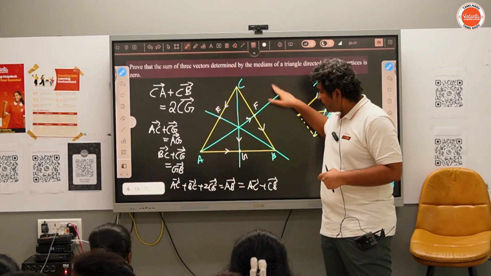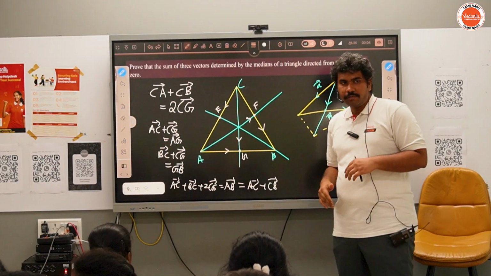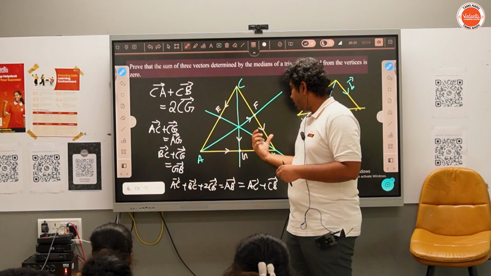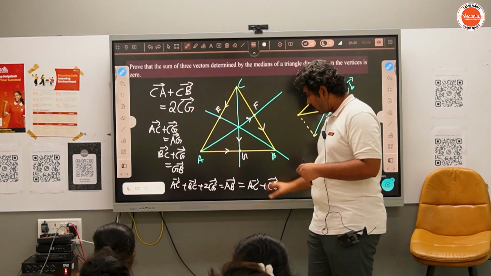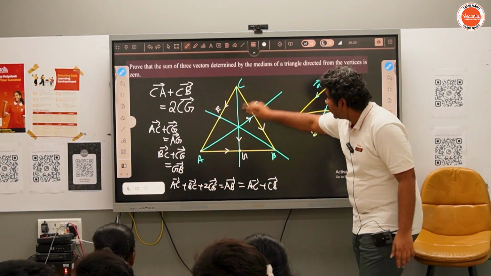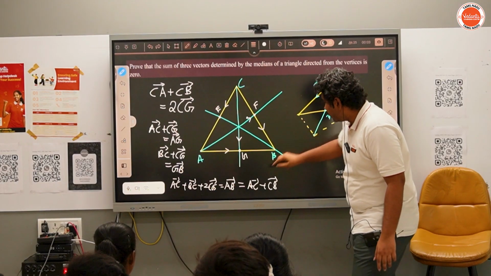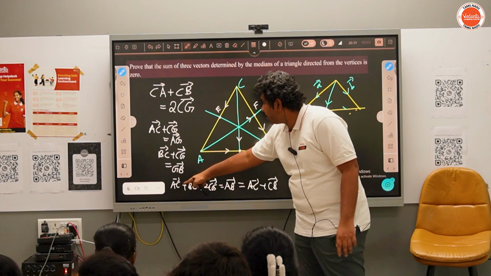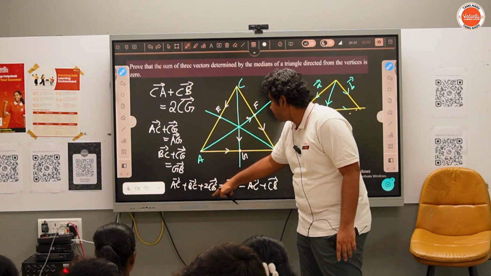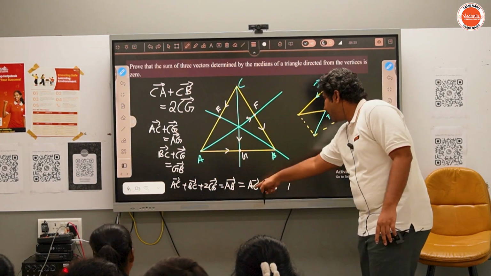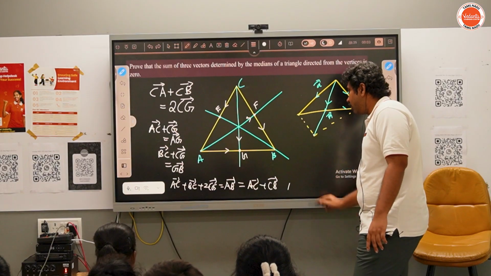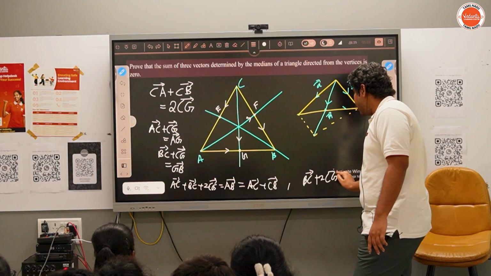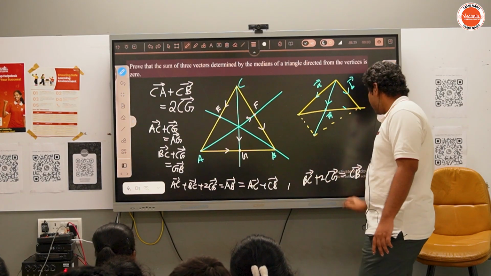No, but there are three vectors getting involved, right? What we did here is only two sides were involved, but here we are having three sides involved. We have AC plus CB as AB vector, but we have also got AC plus BC plus 2 times of CG. So if you cancel out AC and AC, what do you get? 2 times of CG vector equal to CB vector.